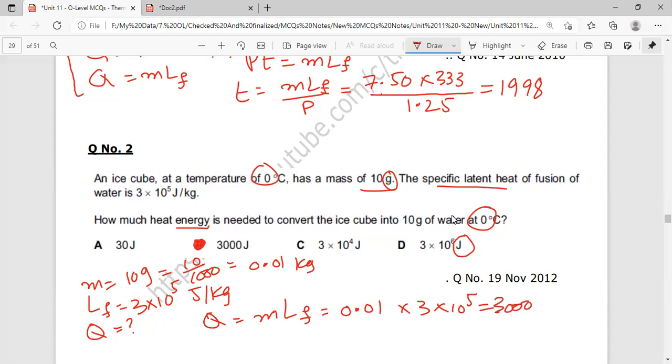So in this MCQ, we have to convert grams into kilograms. Why? Because joule is the standard unit of energy, so we have to convert mass into the standard unit as well.